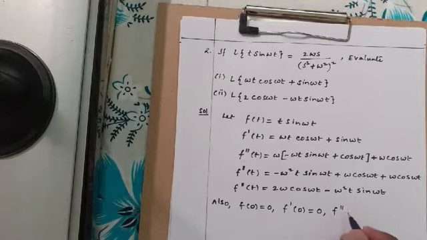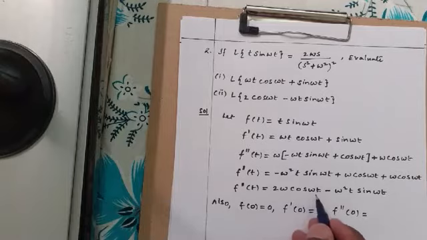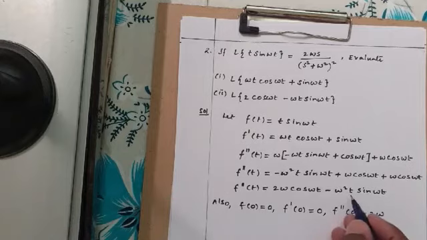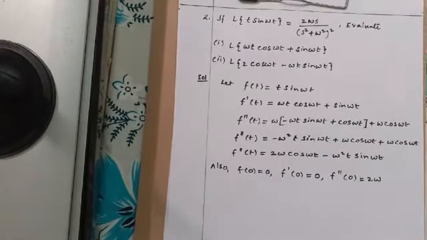Then when you put 0 in f double dash of t, you can see 2 omega cos omega t, in the place of t you are putting 0, so cos 0 is 1. So you will get 2 omega here. Now here in the place of t, if you put 0, 0 into something is 0, so you will get only 2 omega in f double dash of 0.